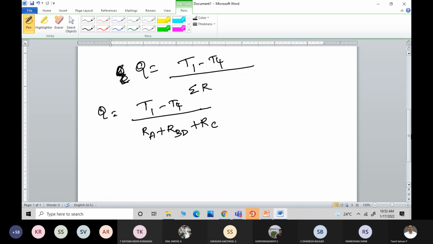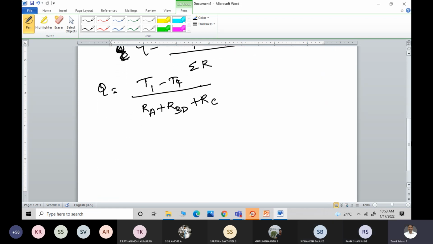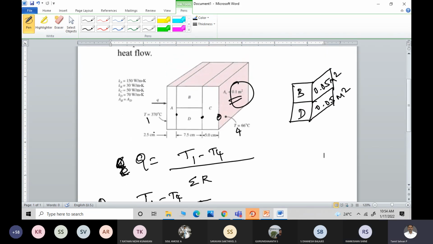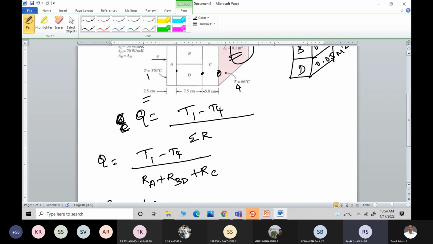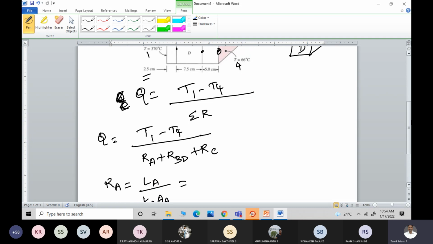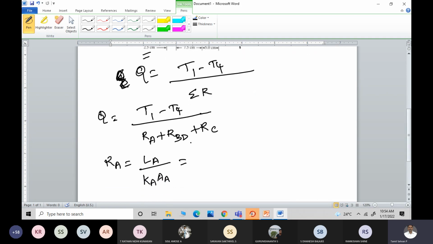Now, first I want to find out the resistance R suffix A. R suffix A will be equal to L suffix A divided by K suffix A into A suffix A. Am I correct? L by KA. So what is the thickness of A? It is mentioned as 2.5 centimeter. You have to substitute in meters: 2.5 into 10 power minus 2, that is 0.025.